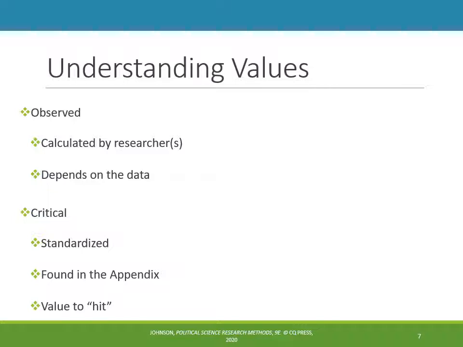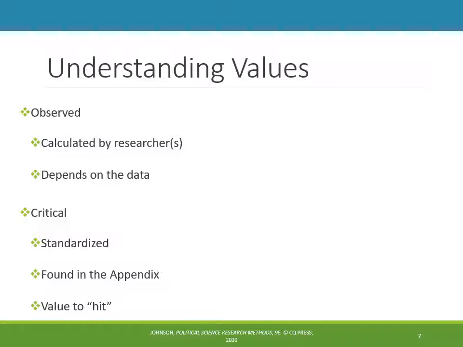But then you have the critical value. The critical value is the value that is standardized, and it's the one that can be found in the appendix of your book, Appendix A and B, if I'm not mistaken. But that is the value that you need to hit in order to have statistical significance at your level of confidence that you set for your study.